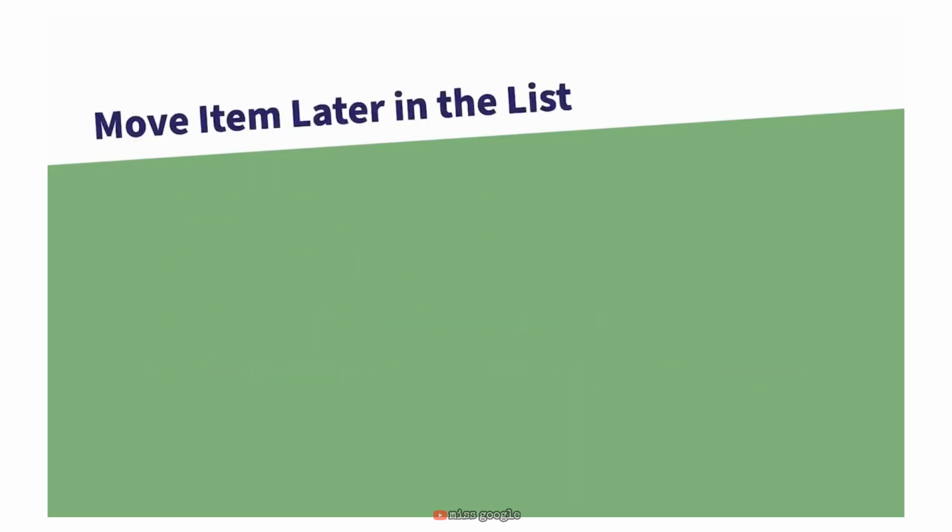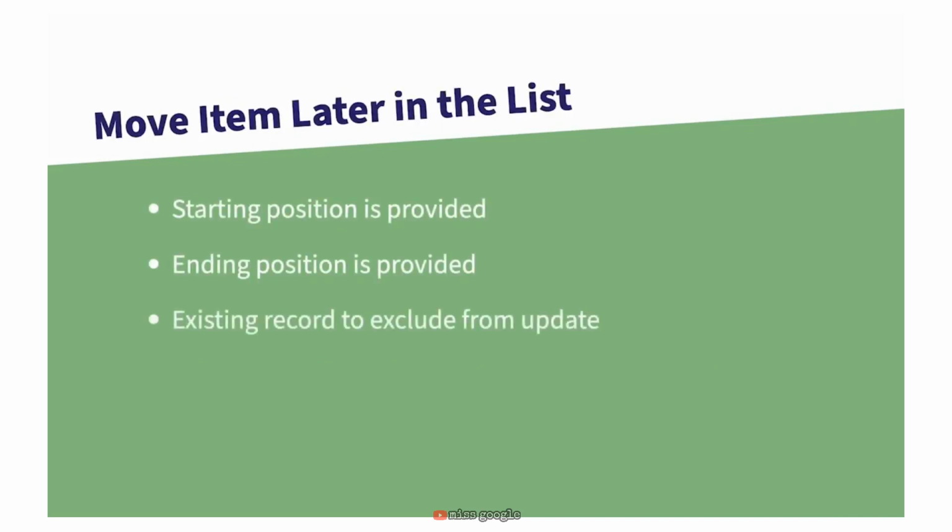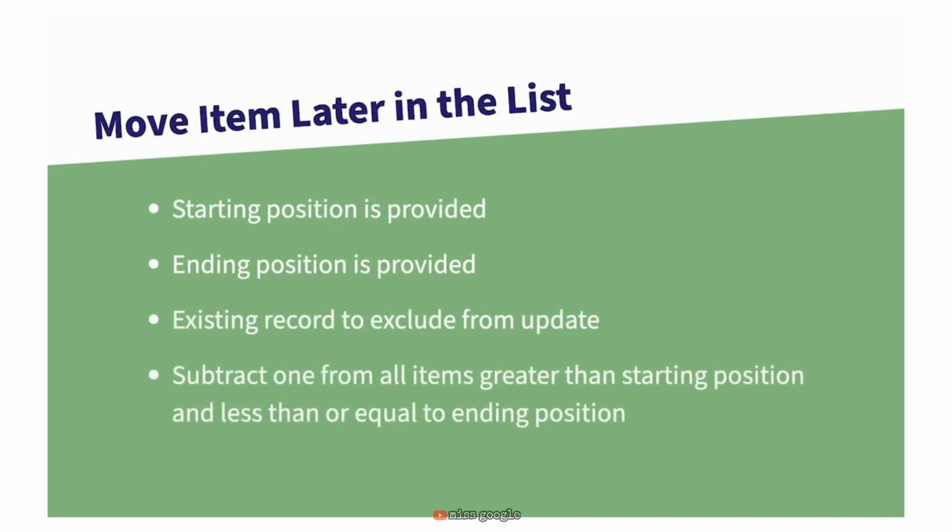And then there's the possibility when we move an item from earlier in the list to later in the list. We have both a starting and ending position. We have an existing record we don't want to have in our update. The important part of it, though, is that we want to subtract 1 from all items that are greater than where it is now, all the way up to and including the ending position where it's going to end up, right? We're just going to shift all those items upward and then be able to slide our item in at the bottom of that section.